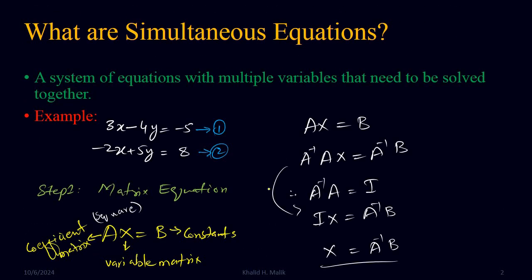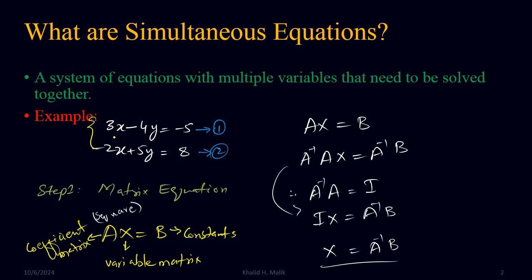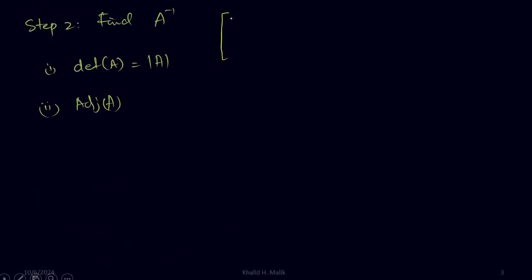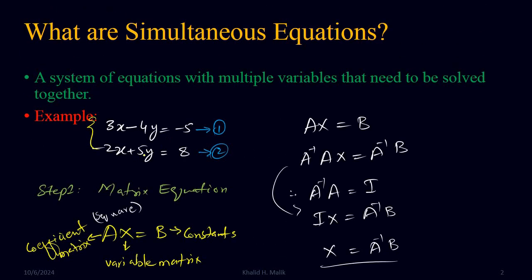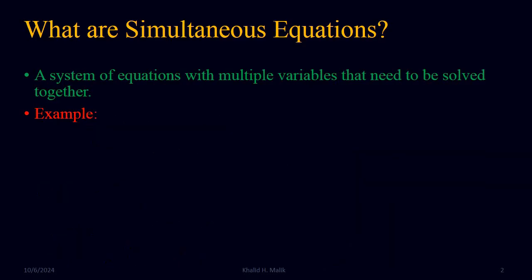We have to convert this system of equations into a matrix equation, then we will find the inverse of the matrix and so on. So A becomes: in the first equation the coefficient of x is 3 and the coefficient of y is -4, so we can write 3, -4, and for the second row we will use the coefficients from the second equation, -2 and 5.